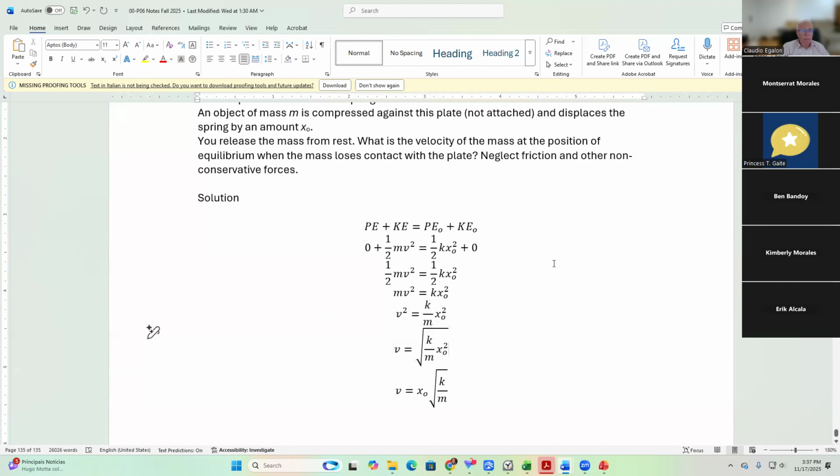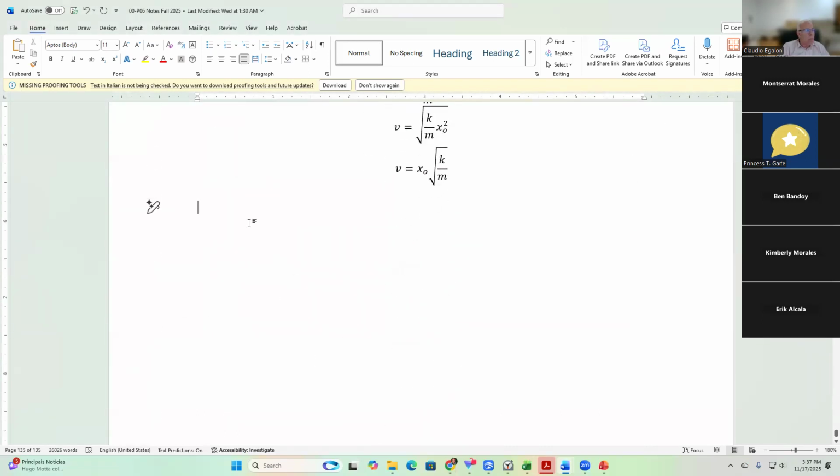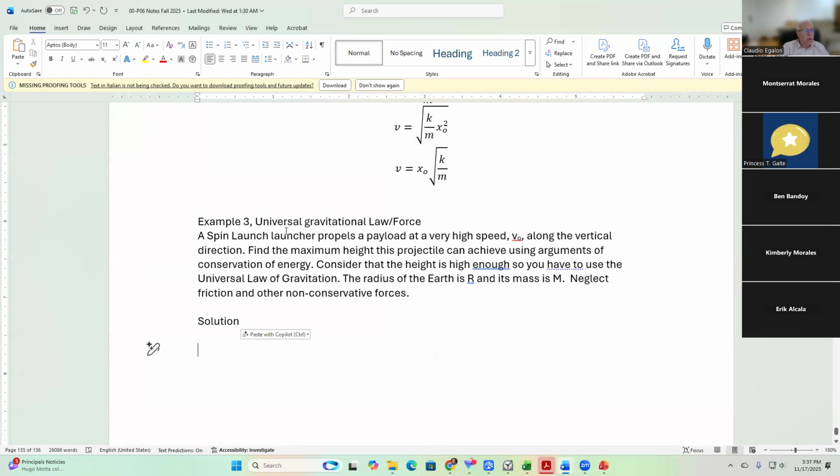That's the elastic force. Now let's do another one. Have you ever heard of Spin Launch? There's a company called Spin Launch. Let's take a look at this spin launcher.